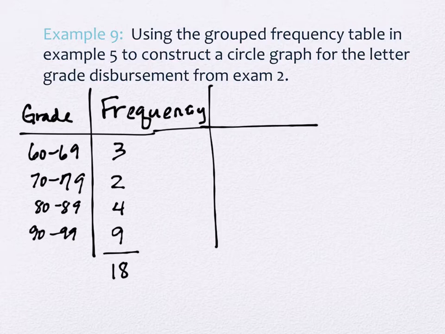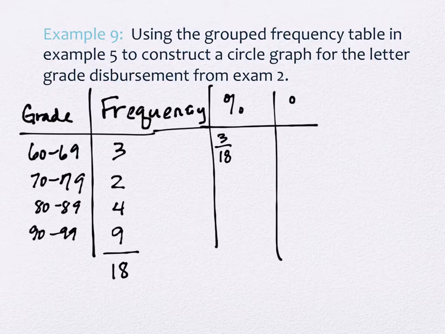And what we want to do is figure out a couple of things. There's actually 2 columns. One column is going to be the percent column, and the other one is going to be the degrees column, as in degrees of a circle. So what we're going to do is take each value and divide it by 18. So grab your calculator if you have it with you there. Grab your phone for now if you wish otherwise.